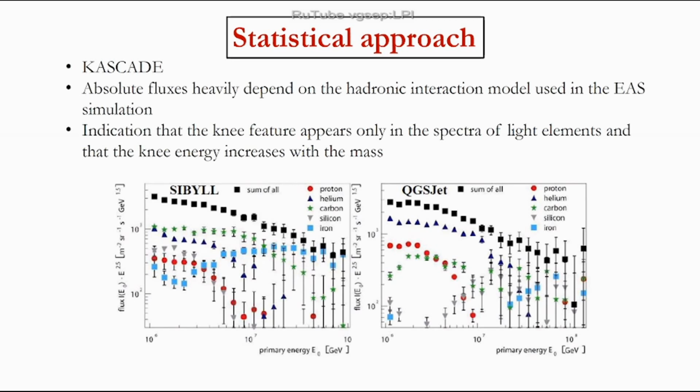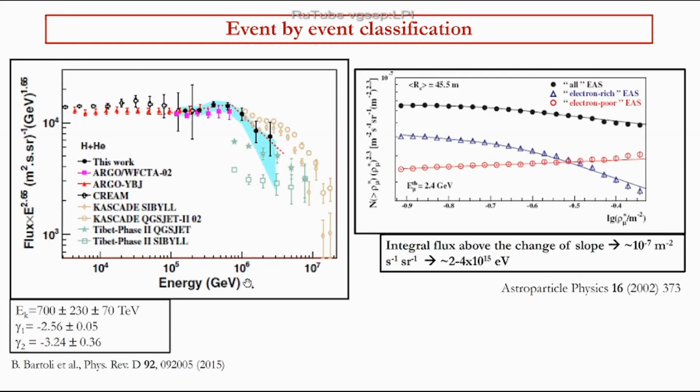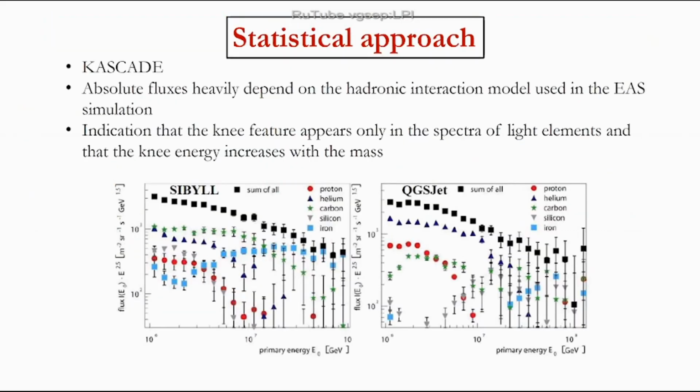With these two plots, we can immediately see how the relative fraction of events of the different primaries heavily depends on the interaction model we use in the simulation. If we analyze the data with SIBYLL, the spectrum is dominated by carbon, while if we use QGSJet, the spectrum is dominated by helium.